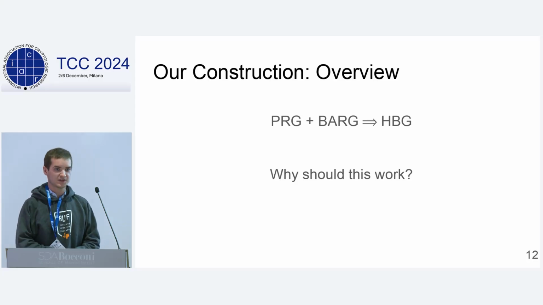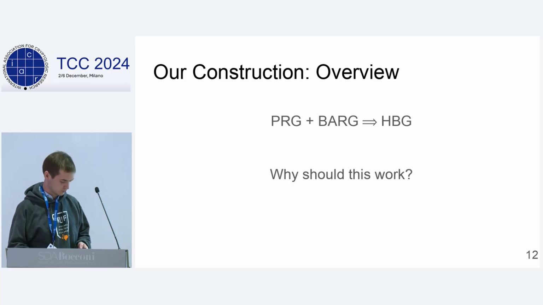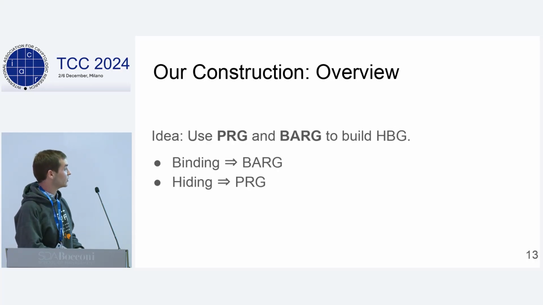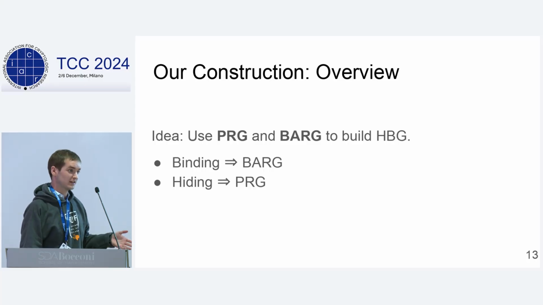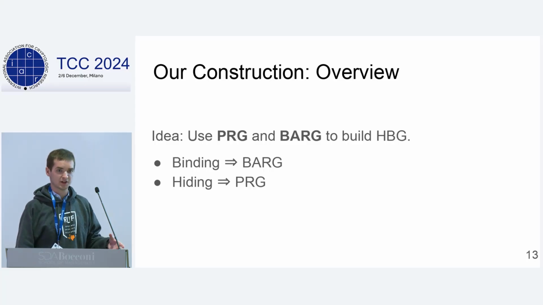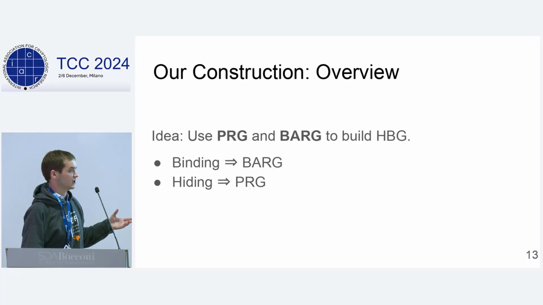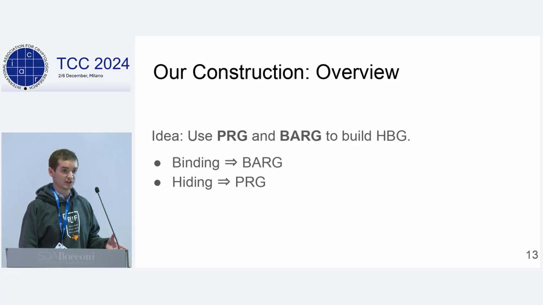So we're going to try and get this hidden bits generator from a PRG and a batch argument together. So what attributes of these objects would help us build a hidden bits generator? Why should we expect this to work? Well, ideally, we should hope to get the binding from the soundness of this BARG proof, and we should hope to get the hiding property from the pseudo-randomness of this PRG. And we should hope to get sparsity from the expandingness of the PRG, the fact that the output space of this PRG is so much larger than the input space, the space of seeds.